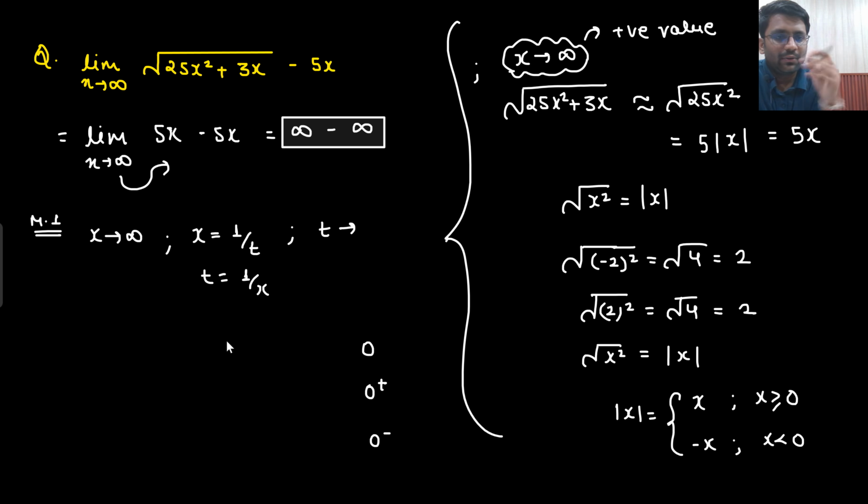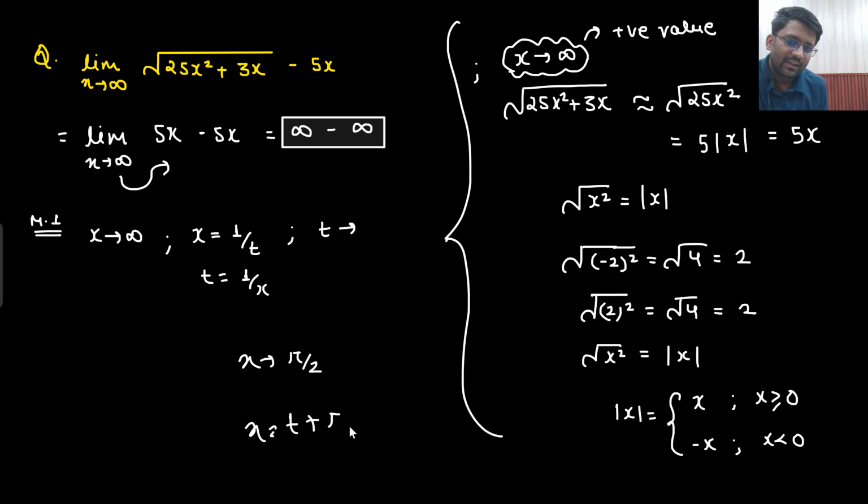You have understood the replacement, no? In the last lecture, in this lecture only, we did the replacement. There was a scenario, x was tending to pi by 2, right? Then what I did, x was replaced with t plus pi by 2. So what was t tending to? T was tending to 0, right? Similar thing we are doing here. I am replacing x with 1 by t. So if x is infinity, then what will t tend to? 0, or 0 plus, or 0 minus.